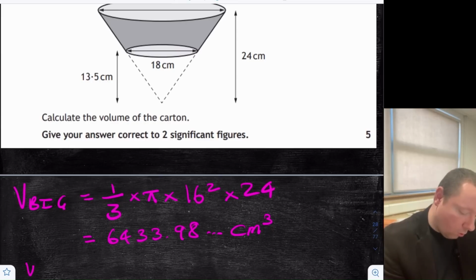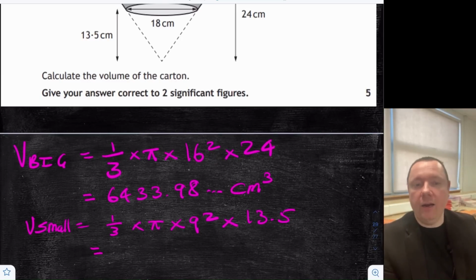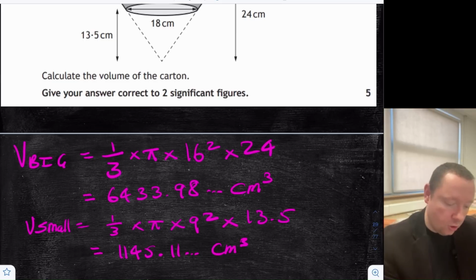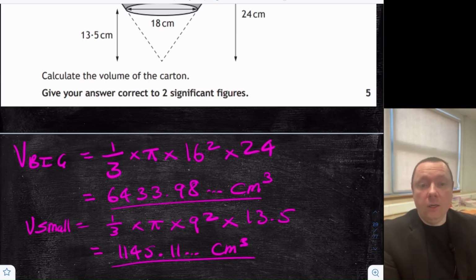Now we do the small cone. The volume of the small cone, 1/3 times pi times the radius, which is 9, half of 18, squared, times the height of the small cone, which is 13.5. We put all that in our calculator and we get 1145.11 and a bunch of other numbers, centimetres cubed. So we've got 2 answers for 2 marks. And then we get a mark for knowing that we need to take away.